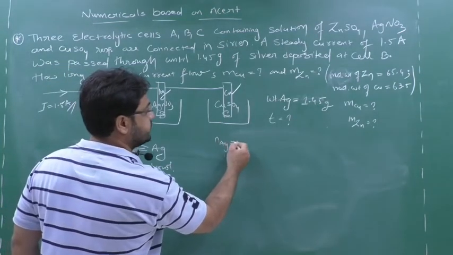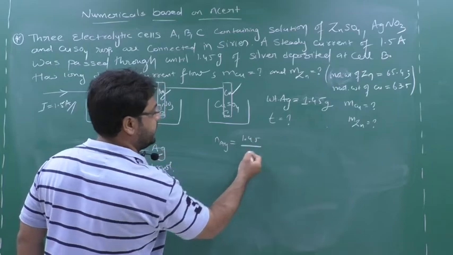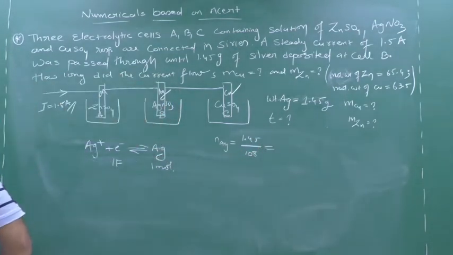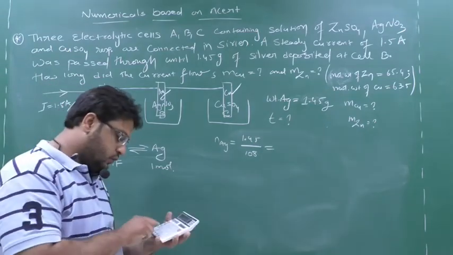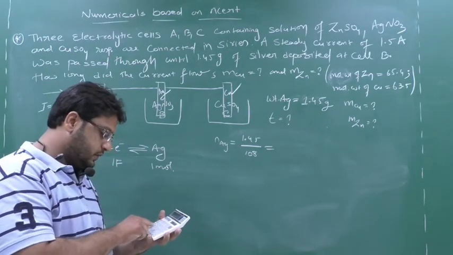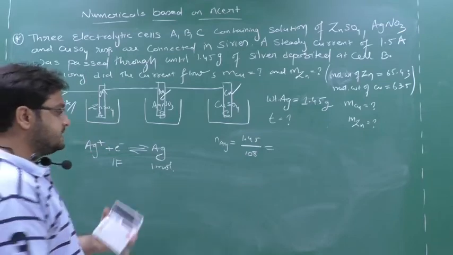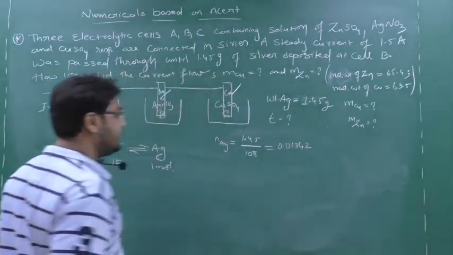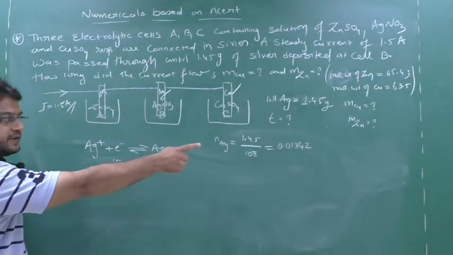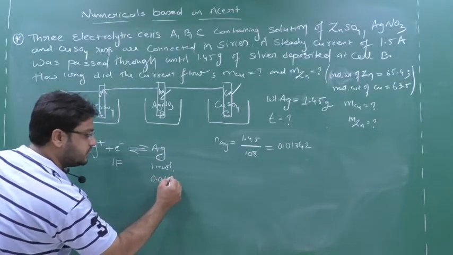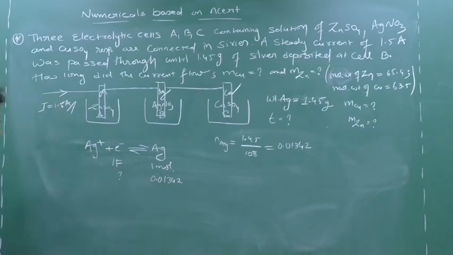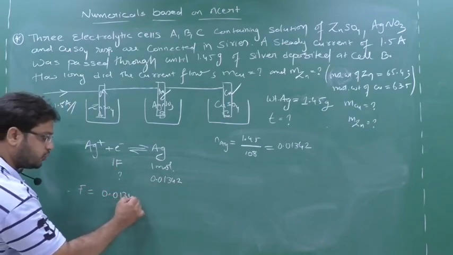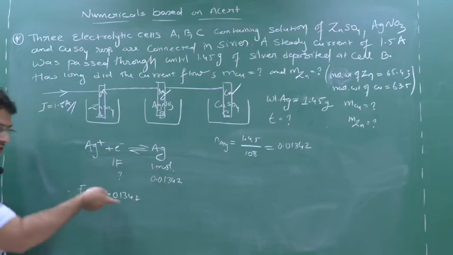So moles of Ag means weight, that is 1.45, by the molecular weight of Ag, that is 108. So 1.45 by 108, I get the answer as 0.01342. Clear? I got the moles of Ag. Now how many moles of Ag do I have? 0.01342. So Faraday how much? So I'll get the Faraday as 0.01342 multiplied by 1 divided by 1. So the answer remains, that's it.